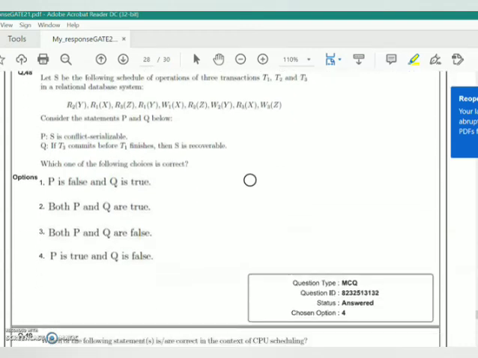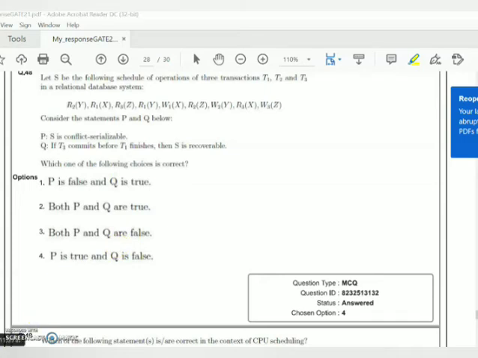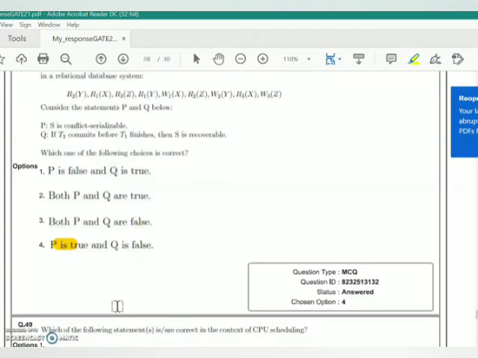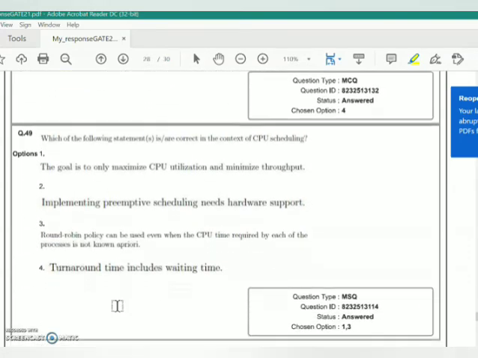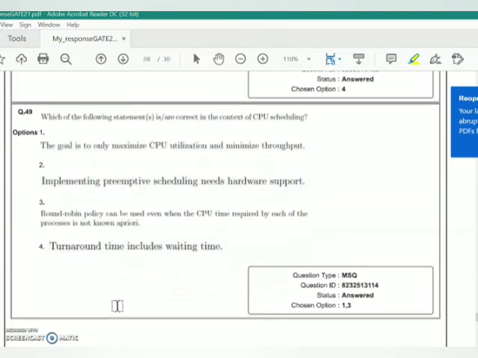In question number 48, as there is no cycle formed, the schedule S is conflict serializable, and if T3 commits, S1 is not recoverable. False. Option 4 is correct.